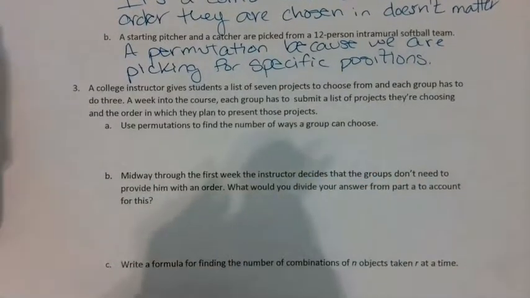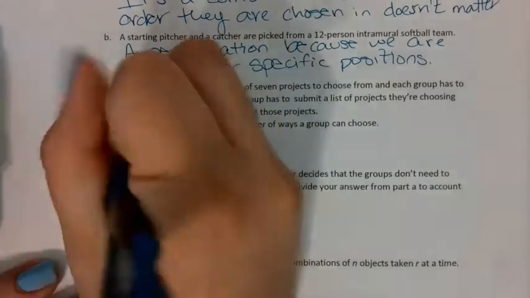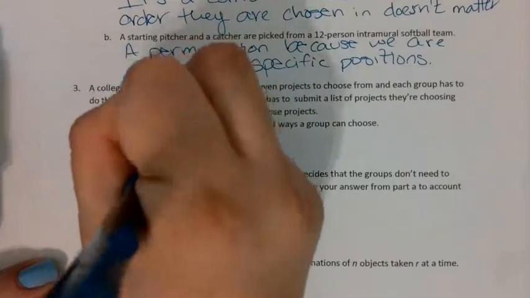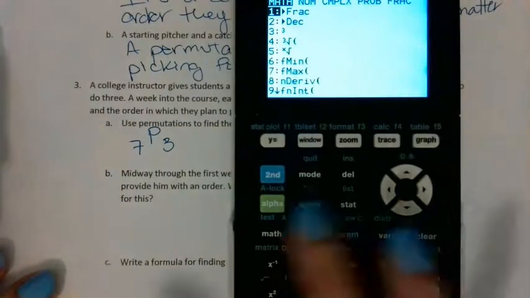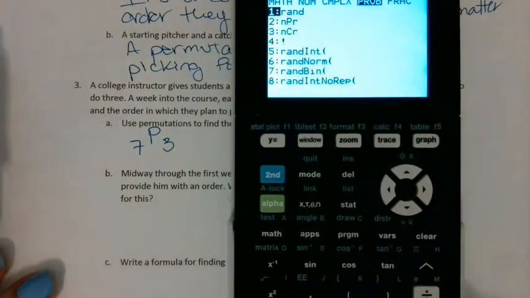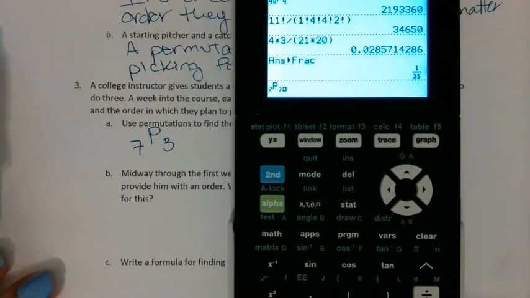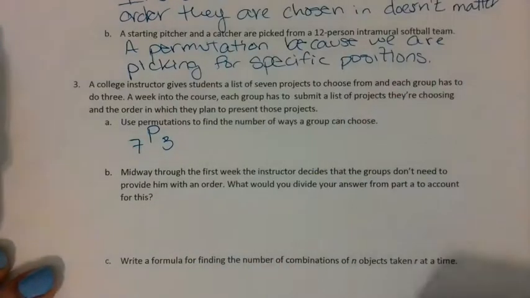So number 3 is telling me a college instructor is giving a list of 7 projects to choose from, and each group has to choose to do 3 of the projects. A week into the course, the group has to submit the list of the projects they're choosing and the order they plan to do those projects in. So my first one wants me to use permutations. Remember, that's 7P3. So if I go on my calculator, I go 7, math, probability, nPr, 3, which gives me 210.